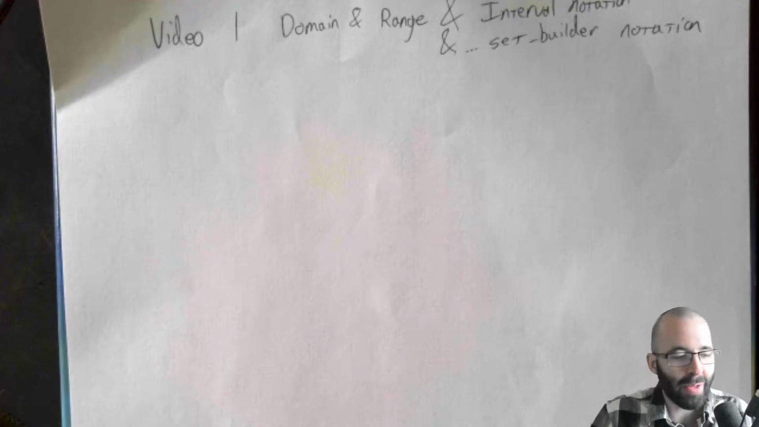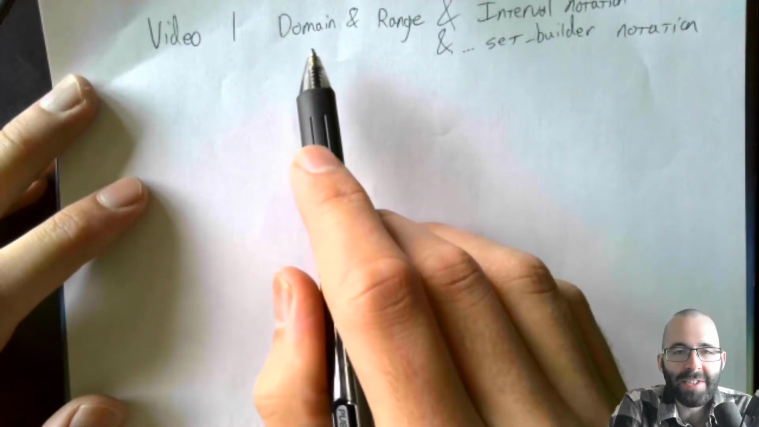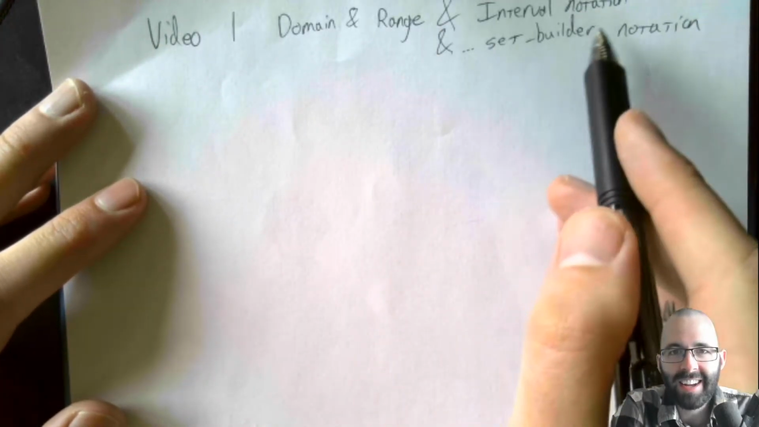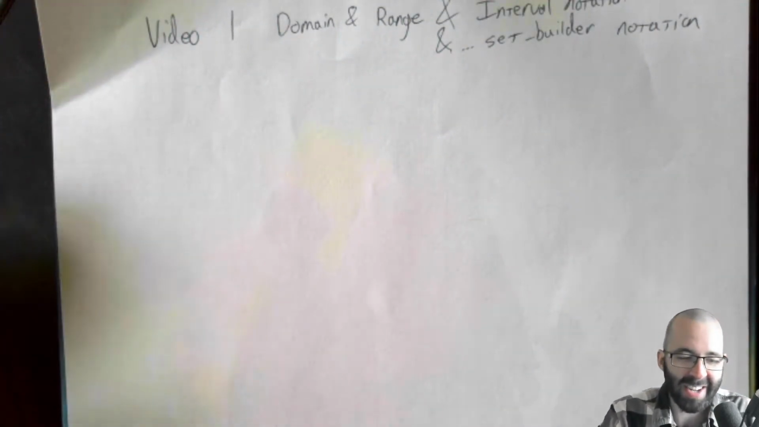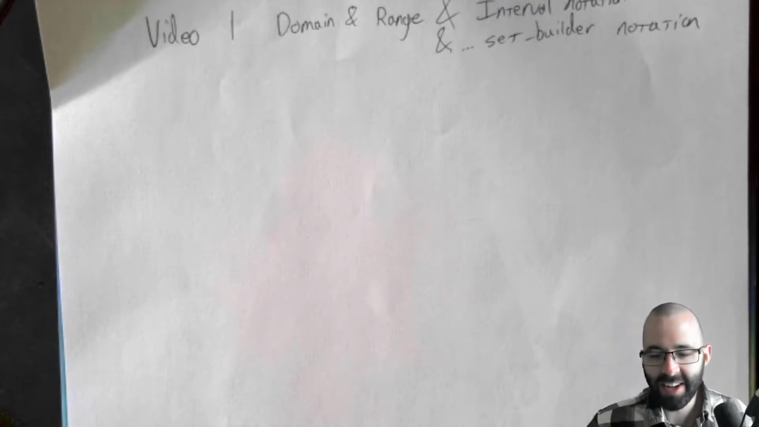Anyway, we are going to be doing 3.2 today, 3 videos. The first one is the domain and the range and interval notation and set builder notation. There's more in this first one than I had originally planned when I was making this title, but it kind of works out, okay? So let's get right to it.